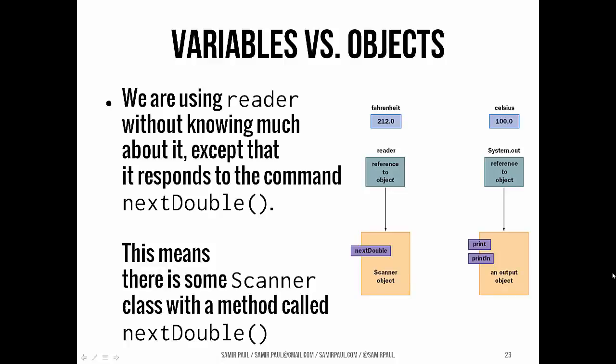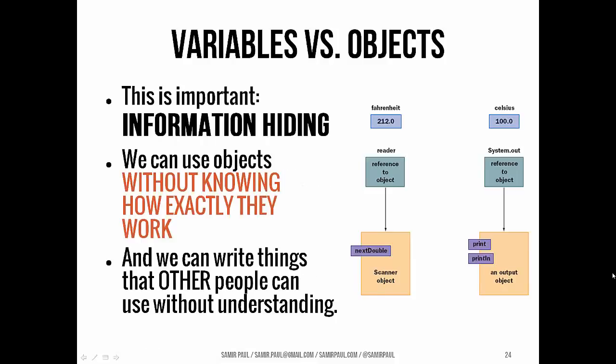Somewhere, well, really we know where, in java.util, there's a Scanner class that somebody wrote, and it's got a method called nextDouble in it. Now, this is really important because what this shows us is the principle of information hiding. We're using that Scanner object without knowing exactly how it works. That's really powerful because that means that we can later write things that other people can use without them having to worry about how we did it.